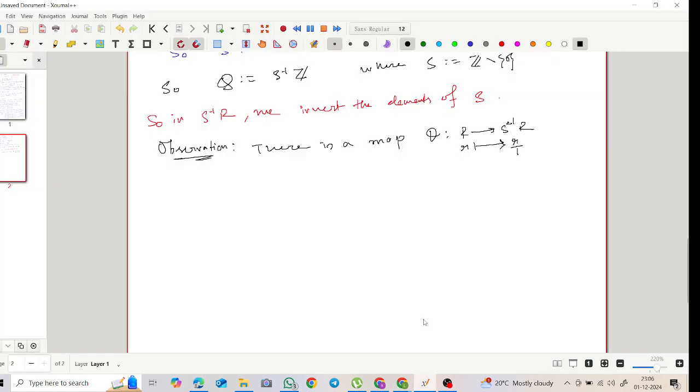Group homomorphism, you know the definition of a group homomorphism, no? Bhushan? I don't remember, you tell me.